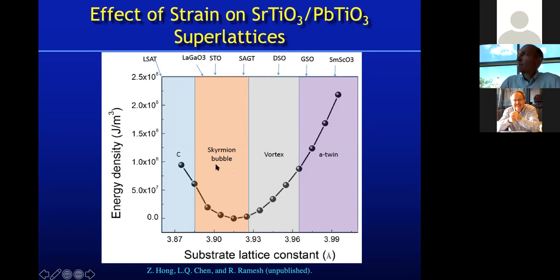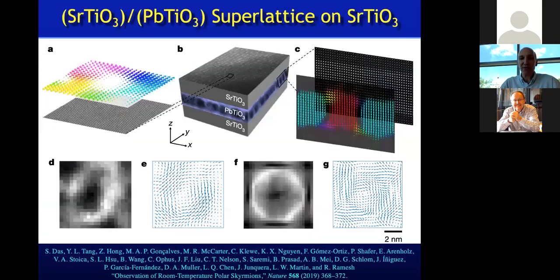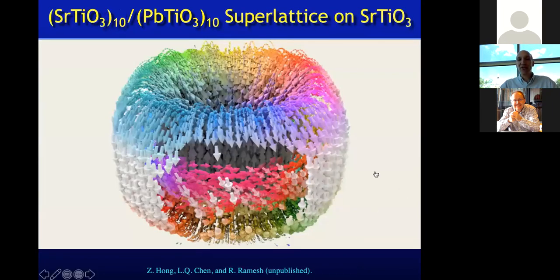But Long Chen's calculation suggested that by changing the strain state of the entire superlattice, one might be able to see the polarization equivalent of a magnetic skyrmion. So instead of magnetizations forming this topological structure, it would be polarizations forming this topological structure. And indeed, in this recent paper, Ramesh's group has shown that these superlattices, now in a different strain state by putting the whole thing on strontium titanate, do indeed show polarization skyrmions. And I'm going to show a cartoon to show what's going on here with this very unusual topology of the polarization.